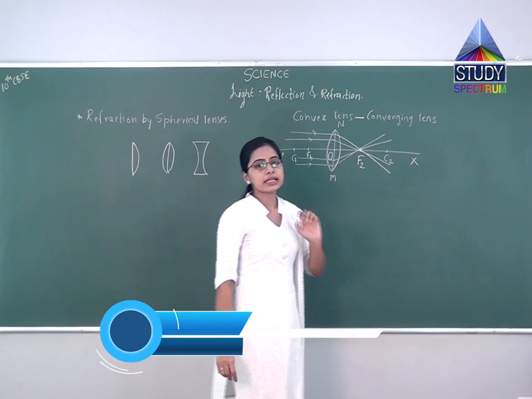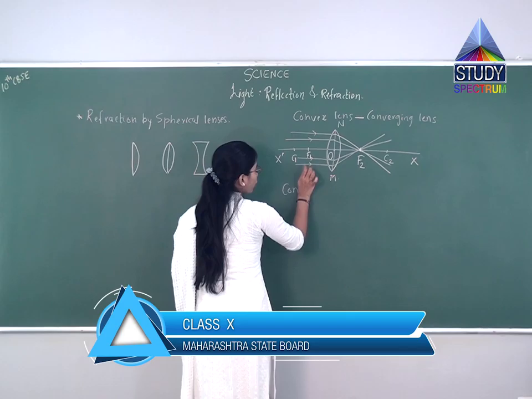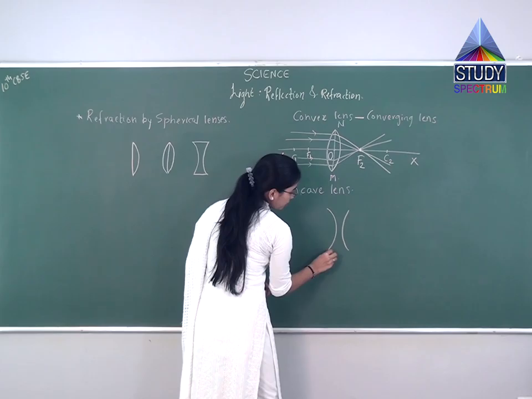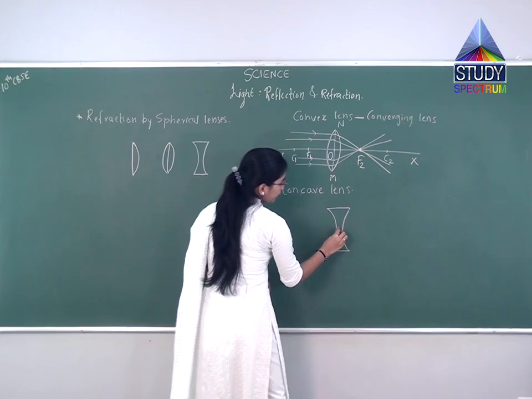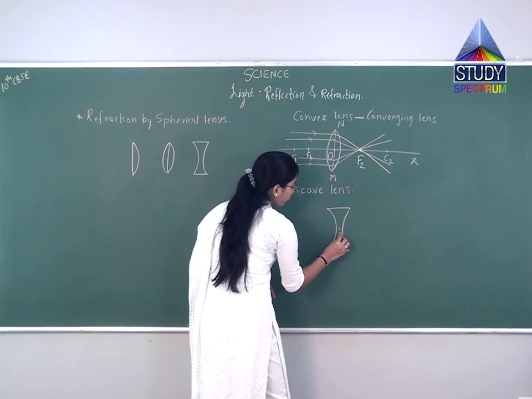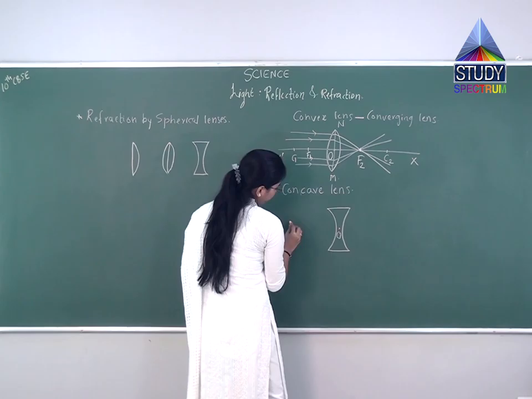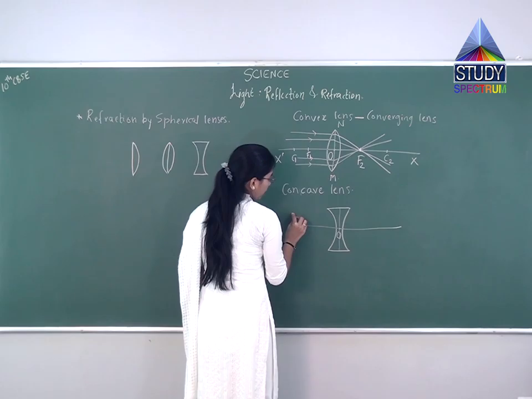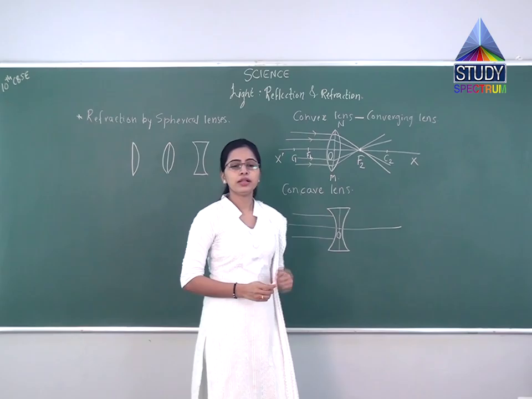Now, let us do it for concave lenses. Suppose this is our concave lens. Again, just like the convex lens, the concave lens also has an origin. Now we will draw the principal axis here like this. Again, we will take rays of light parallel to the principal axis.